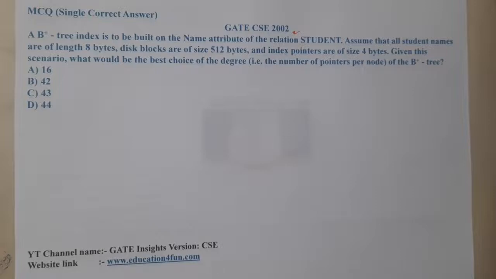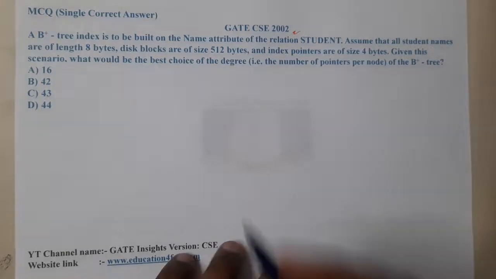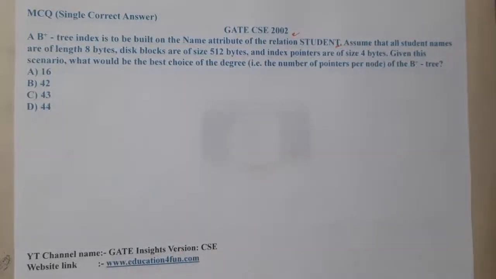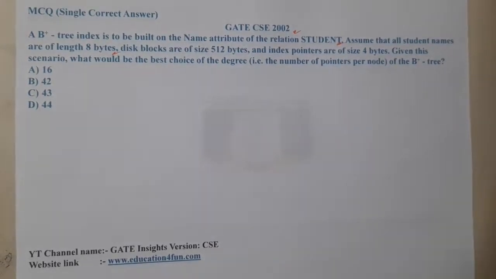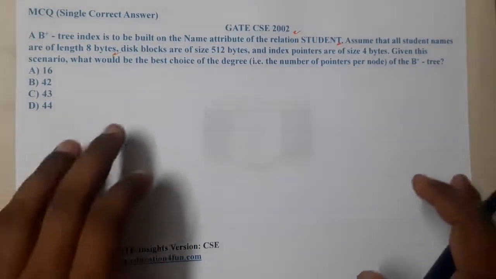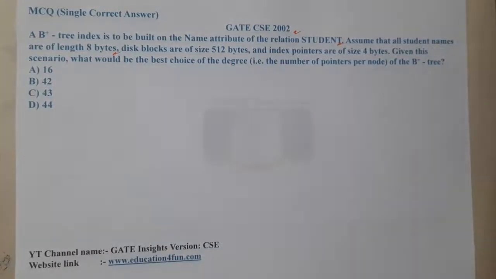The given question is: a B plus tree index is to be built on the name attribute of a student. Assume that all student names are length 8 bytes. Disk block size is 512 bytes and the index pointer size is 4 bytes. Given the scenario, what would be the best choice of a degree, that is the number of pointers per node, for a B plus tree?